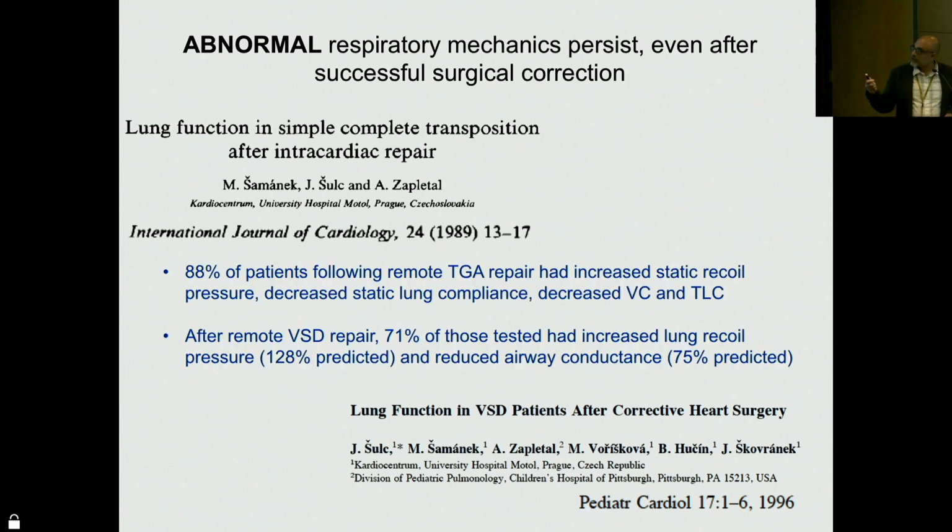And a large majority of them, 88% in the transpositions and 70% in the VSDs, showed significant alterations or dysfunction in their respiratory mechanics, particularly with lung compliance.